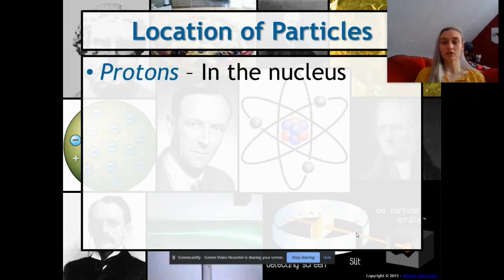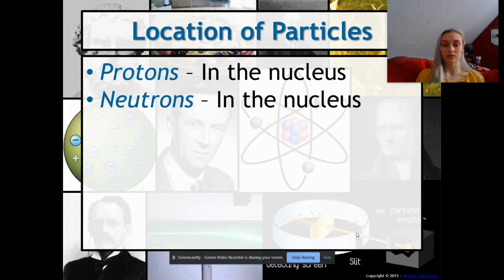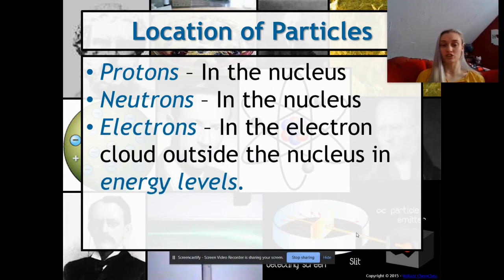The location of the particles, so protons, I said this already, are in the nucleus. Neutrons are in the nucleus, and then electrons are in the electron cloud outside the nucleus in energy levels. And we'll get to that later on in this chapter. And I have a ton of practice about that, so you'll definitely feel hopefully comfortable about it. But just know protons, neutrons, nucleus, and electrons are outside of the nucleus in the little cloud.